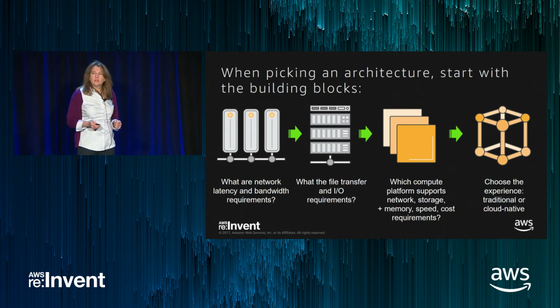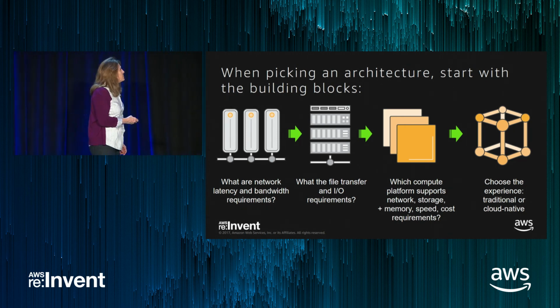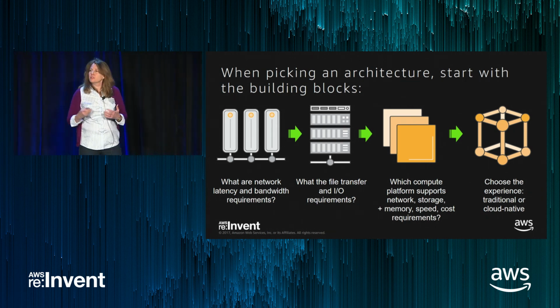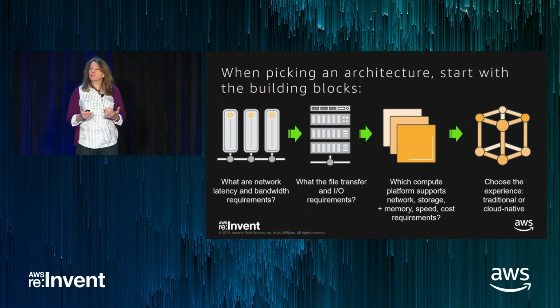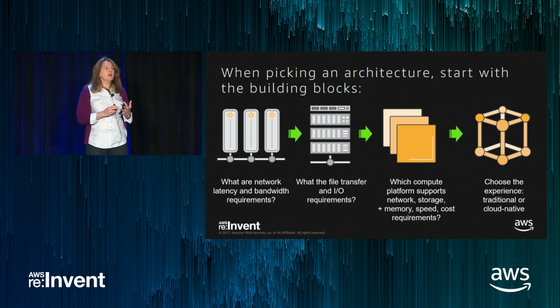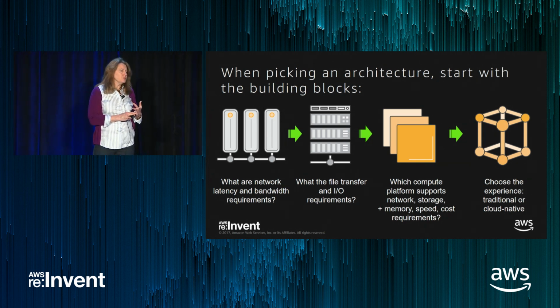When choosing an architecture, I usually start in this order here. So I start here with the network. What are the latency and bandwidth requirements? The two distinct categories, high throughput computing, high performance computing. This will give you a sense of which instance you have to choose and which services you will need to use in order to run your cases.